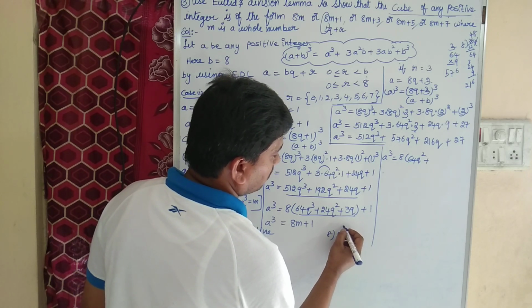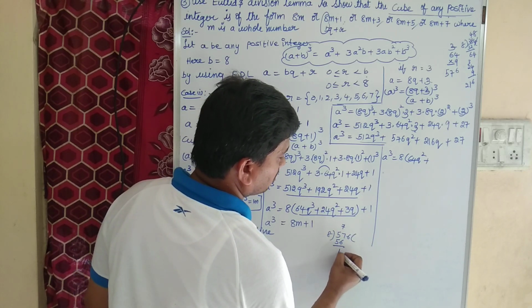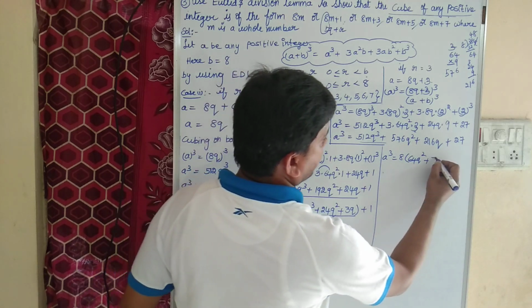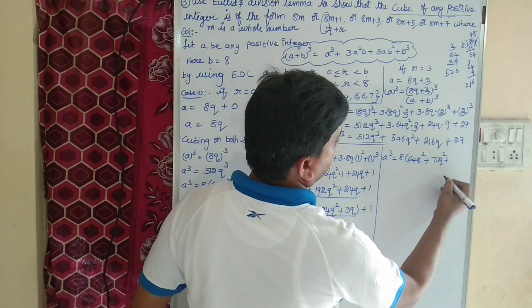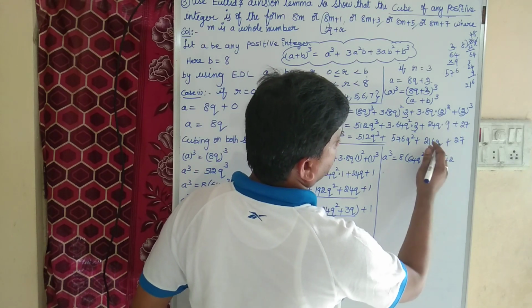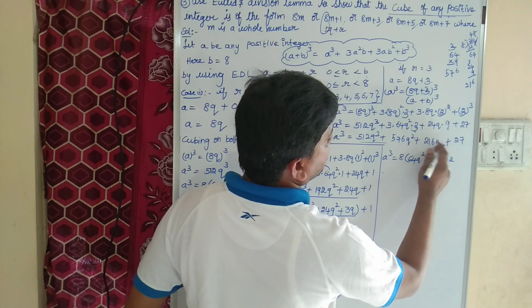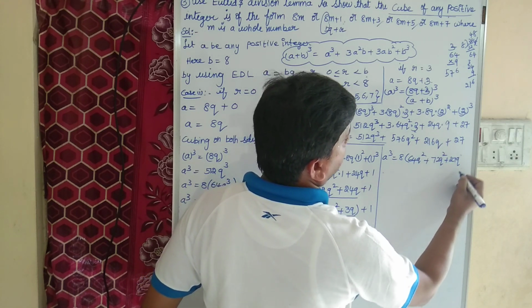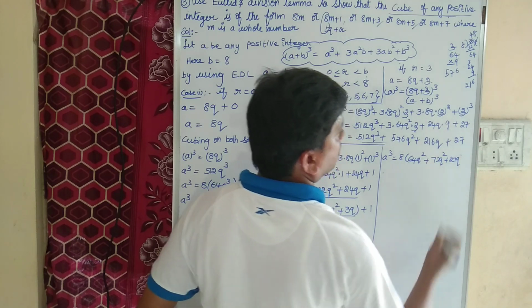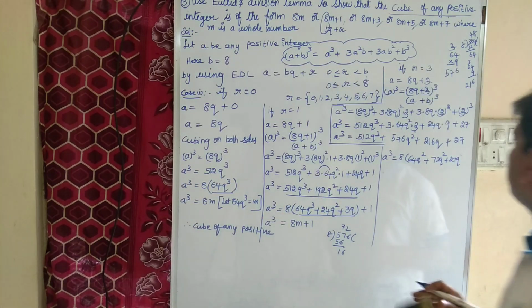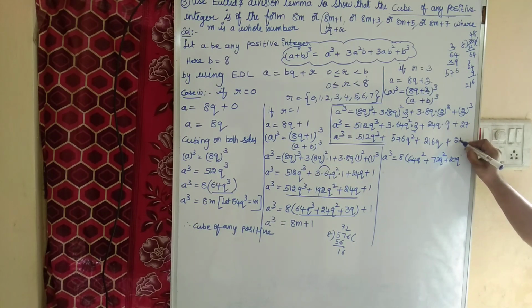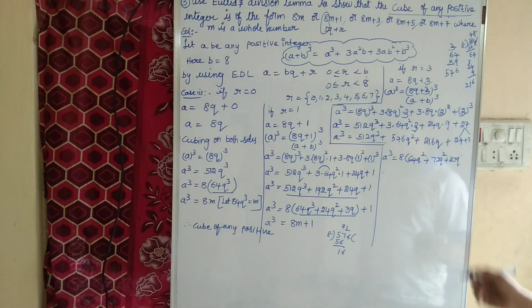8 8s are 64, 8 7s are 56, 8 9s are 72, 8 2s are 16, 8 7s are 56. And this 27, children, let me write it as 24 plus 3. 24 plus 3 will give 27 only.